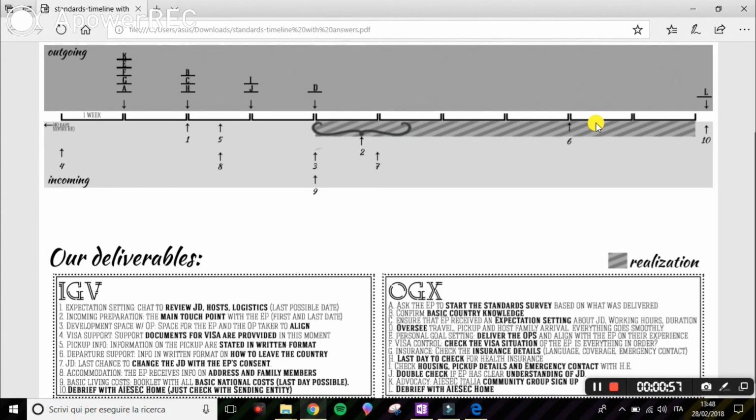2 weeks before the realization ends, it's super important that you give information to the EP on how to leave the country. Now, why does this standard exist? It's because in some entities, for people to get out of the country, they need to have legal documents. Now, as we are super lucky and privileged, we don't need it, but we need to give them at least some basic information on how to get to the airport or the place in which they bought the ticket to come back to their country.